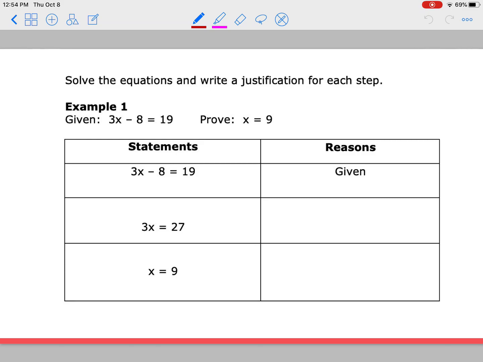We have 3x minus 8 equals 19. We're trying to prove that x equals 9. And we can see here that the given statement is always going to be first, and our proof statement will always go at the end. And so we have to justify with steps on how we got x equals 9.